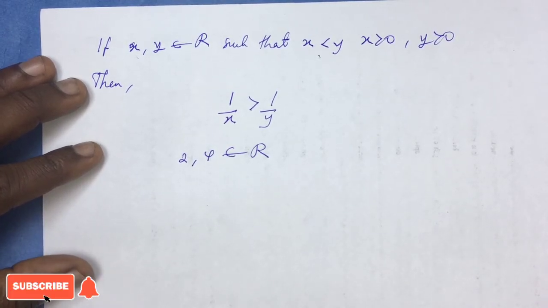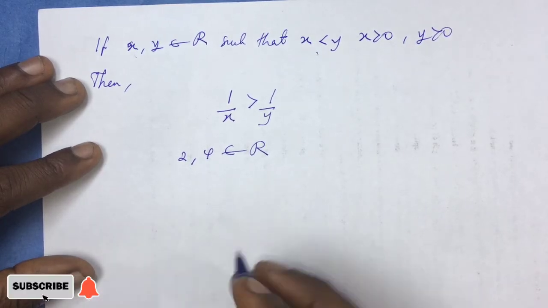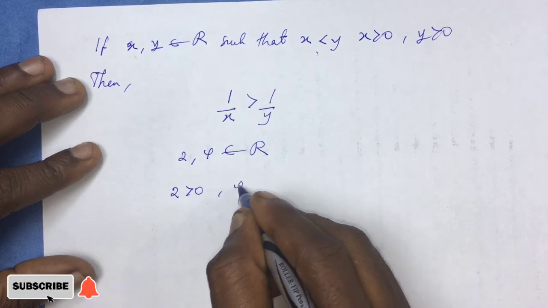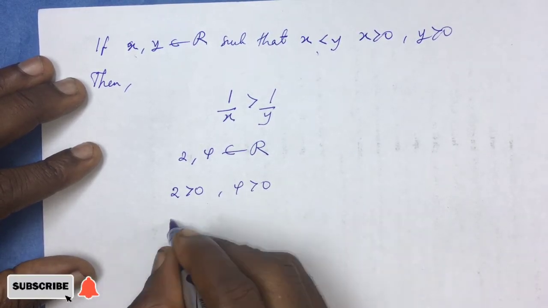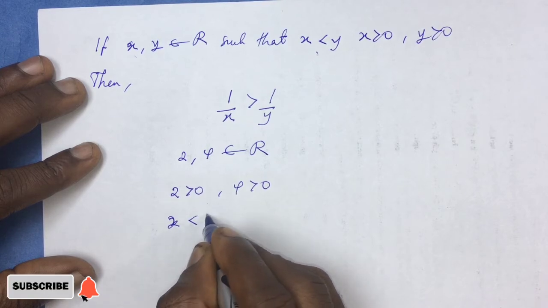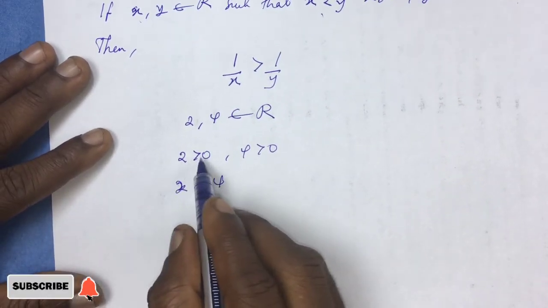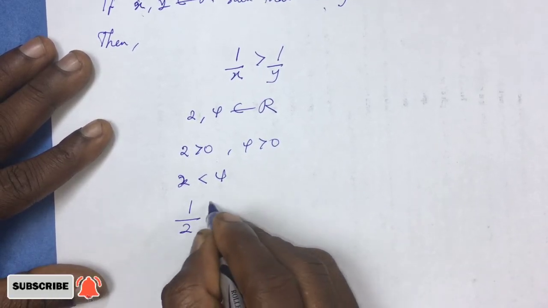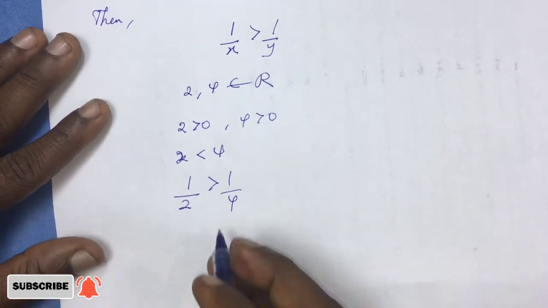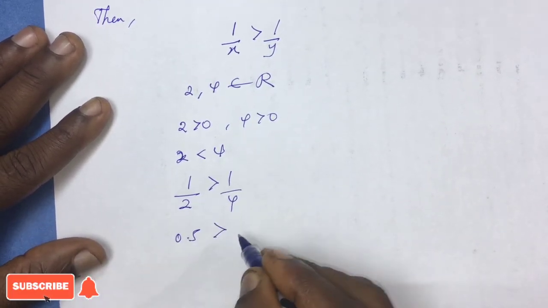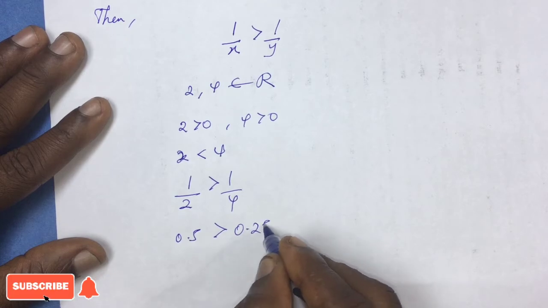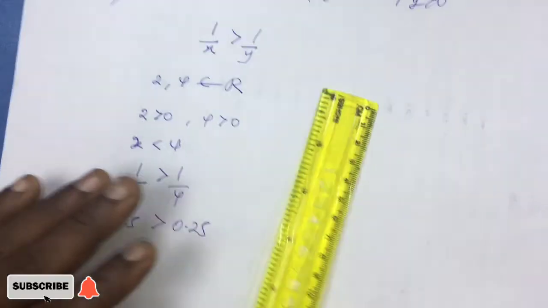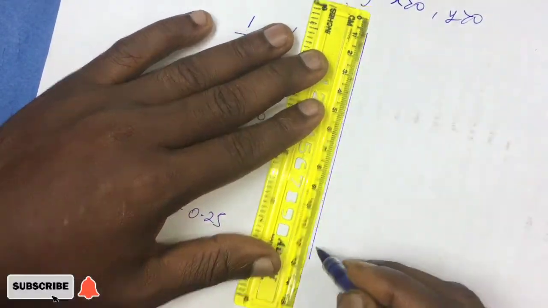If you pick 2 and 4 from R, notice that 2 is greater than 0 and 4 is greater than 0. Notice again that 2 is less than 4. And because of that, notice that 1 over 2 is greater than 1 over 4, because 1 over 2 is half, 0.5, which is greater than 1 over 4, which is 0.25. So that property is true. Now, let's go to the next property on real numbers.